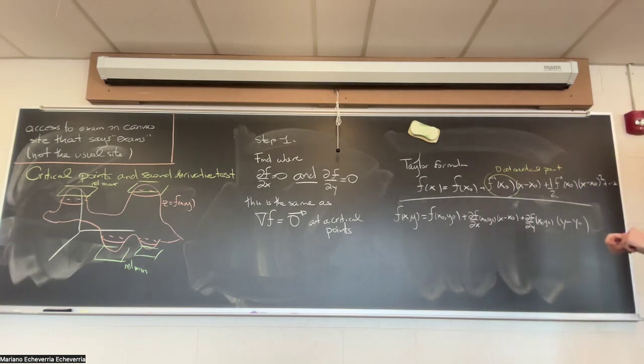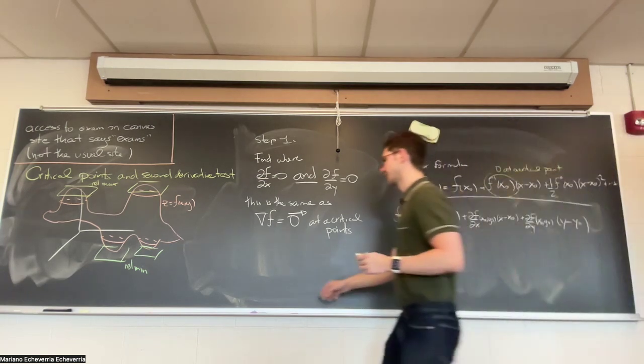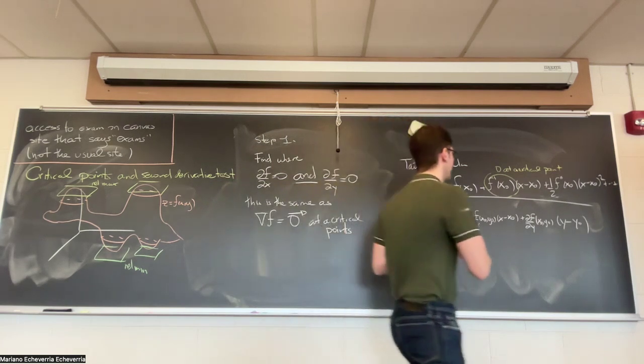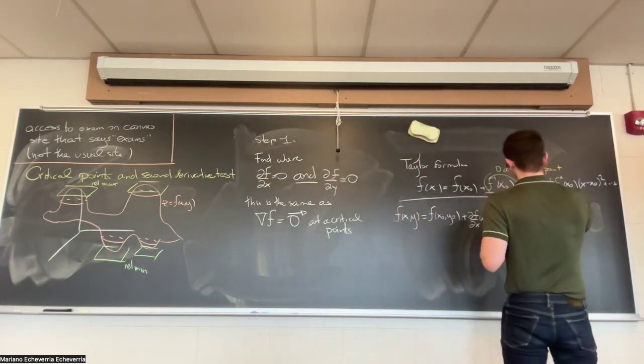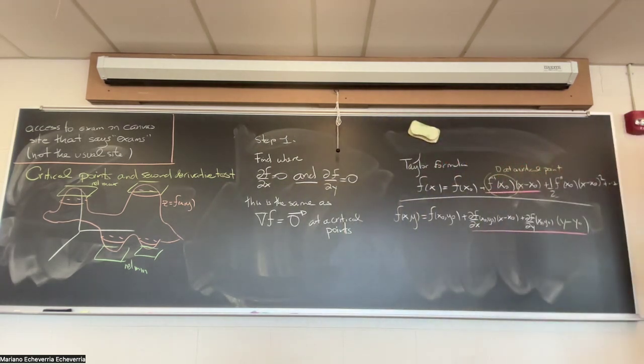So if you see these, I should put them in different colors. Let me just match them by colors. So this is essentially what corresponds to this, right? You just add another first derivative because now there are two first derivatives. So that matches perfectly.